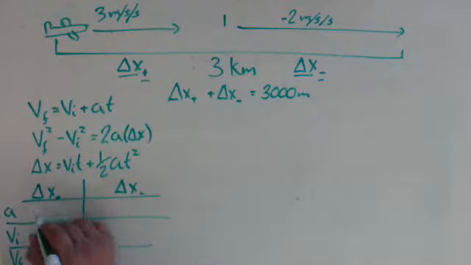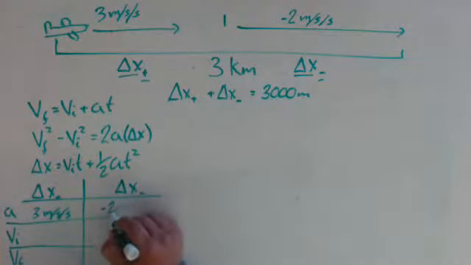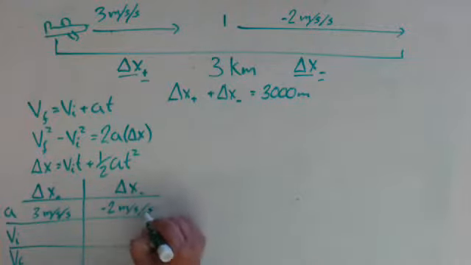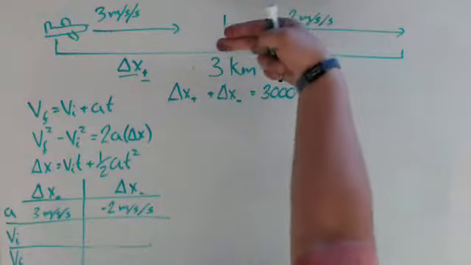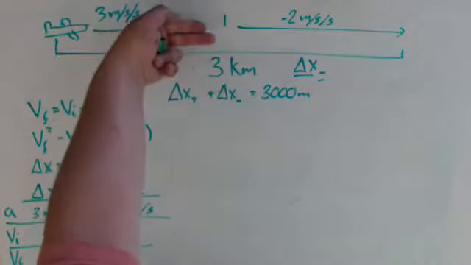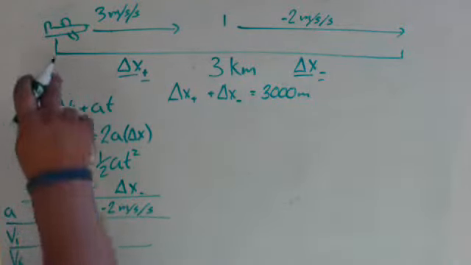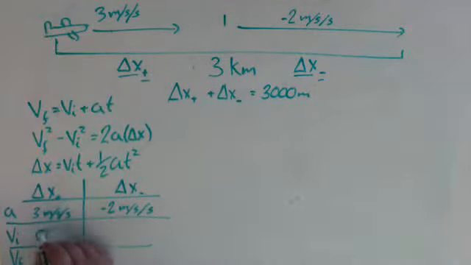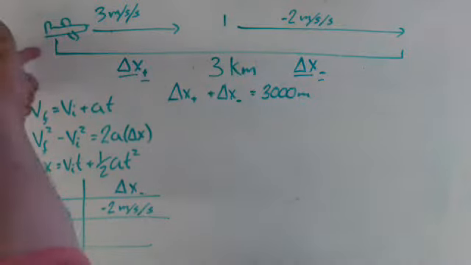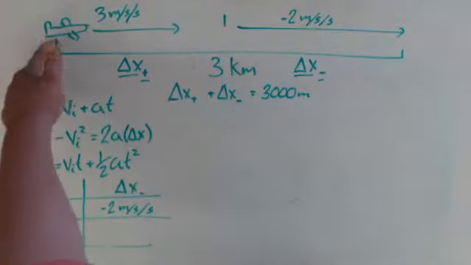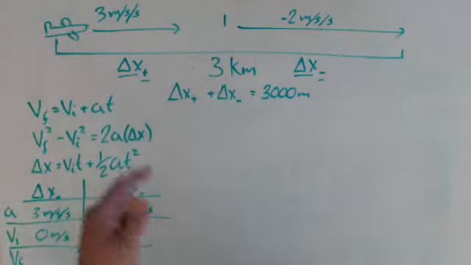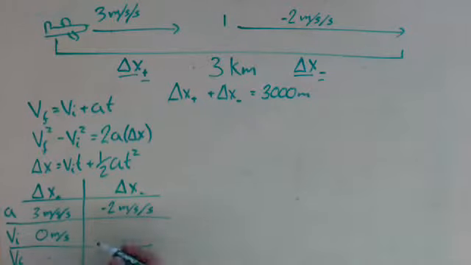I do know the acceleration. This one's going to be 3 meters per second squared. This one's going to be -2 meters per second squared. Negative because it's accelerating in this direction. Positive because it's accelerating in this direction. Velocity initial. My initial velocity for the beginning of the motion, 0 meters per second. That's how fast this plane is traveling when it gets started. Well, you can't board a moving plane, so it's got to be 0. The final velocity, I don't know.